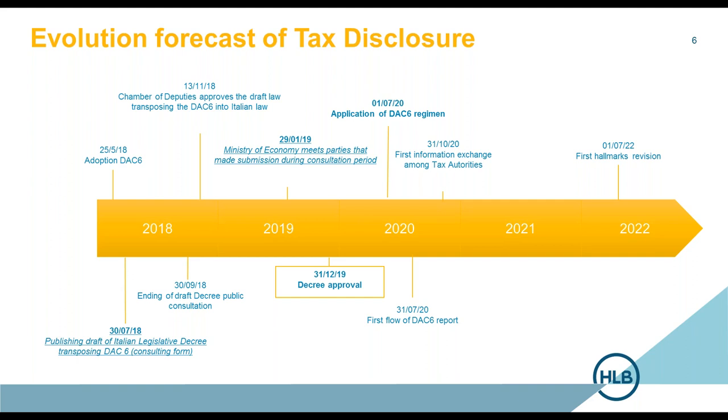And then we can see that on the 1st of July 2022, the first revision of the hallmarks is planned, which are the criteria to use in order to identify the tax aggressive cross-border arrangements.